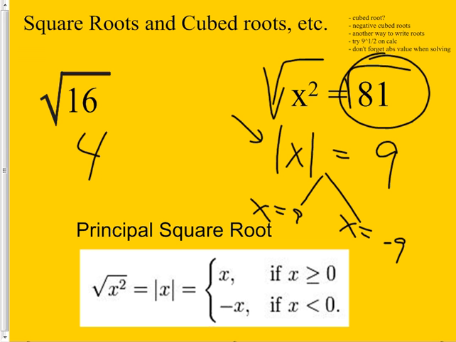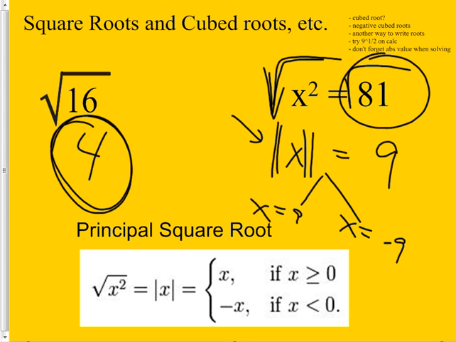Do you get the difference between those two? This only has one answer. This has 2 answers because it's the variable that gets the absolute value. If there's no variable, it's just 4. Yes? Okay. All right, let's move on.